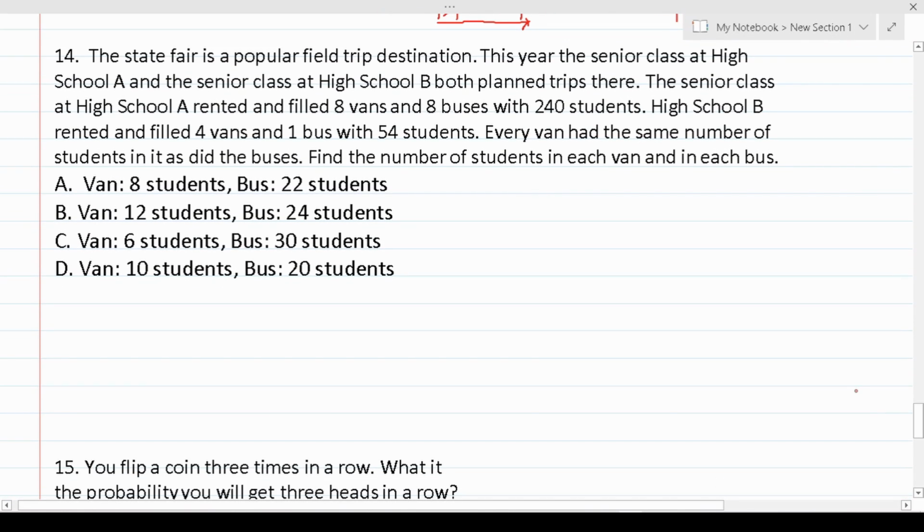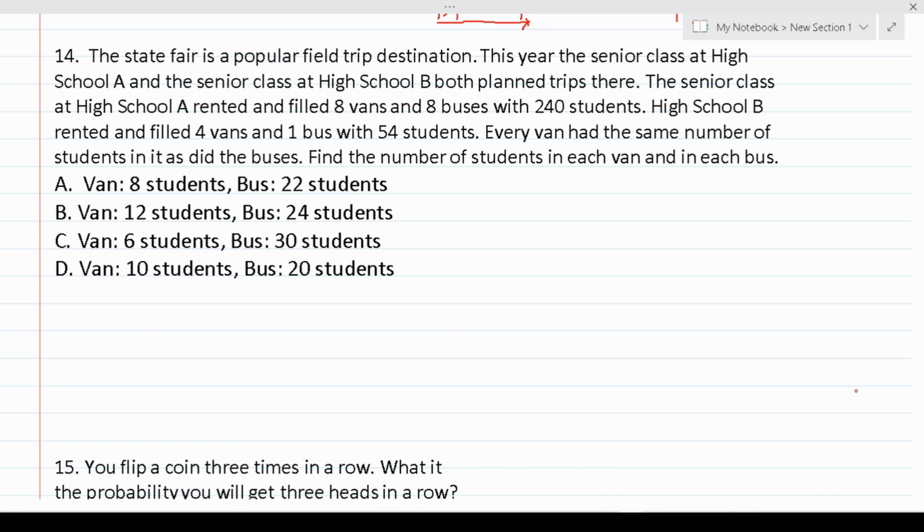All right, number 14 says, the state fair is a popular field trip destination. This year, the senior class at high school A and the senior class at high school B both planned trips there. The senior class at high school A rented and filled 8 vans and 8 buses with 240 students. High school B rented and filled 4 vans and 1 bus with 54 students.